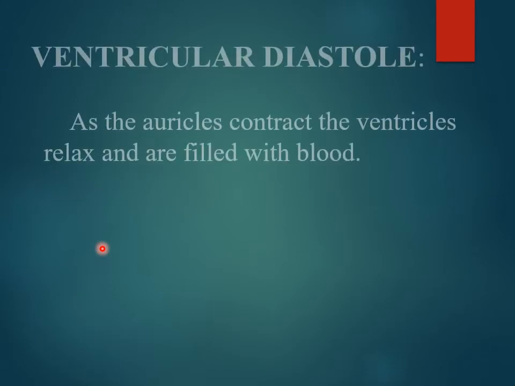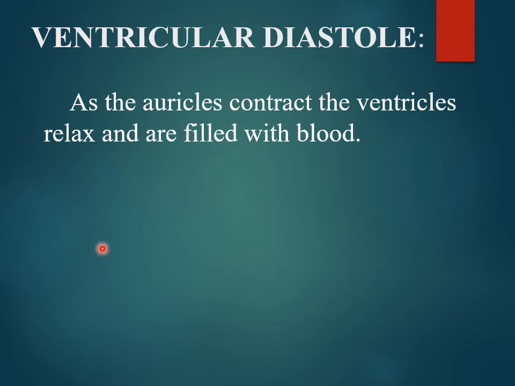We know the oxygenated blood now from the left auricle will be entering the left ventricle, while deoxygenated blood now from the right auricle will be entering the right ventricle. Let's now get ventricular systole or diastole. Ventricular diastole, we just said, is when the ventricles are relaxed and are filled with blood.